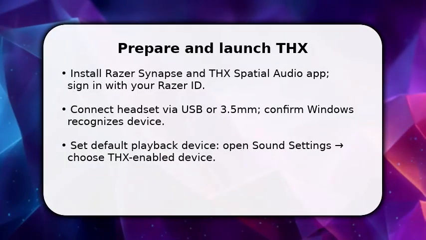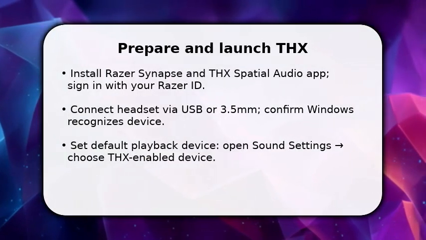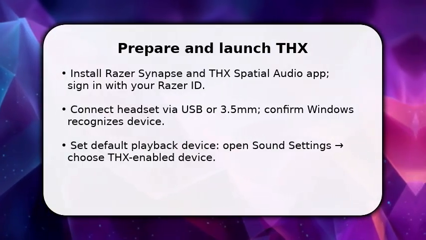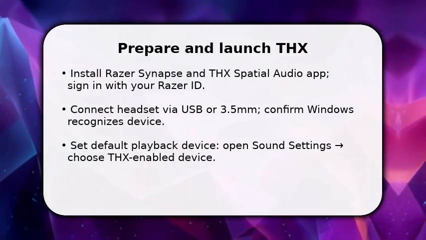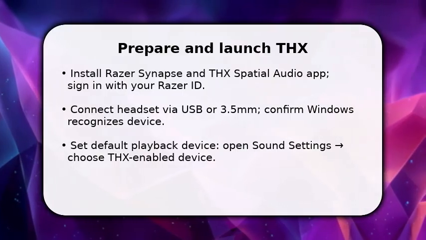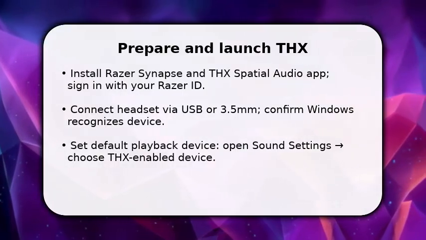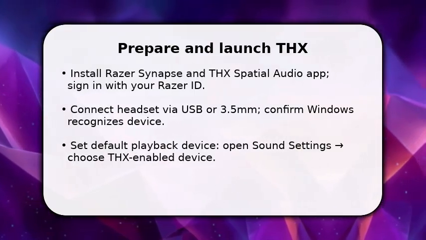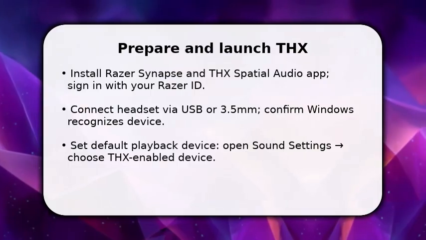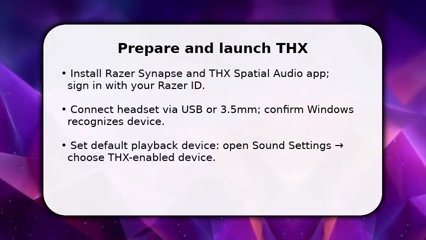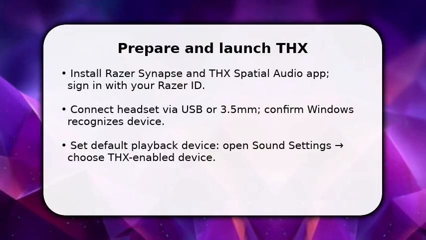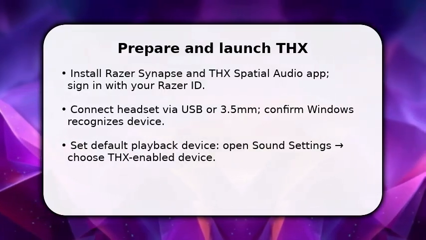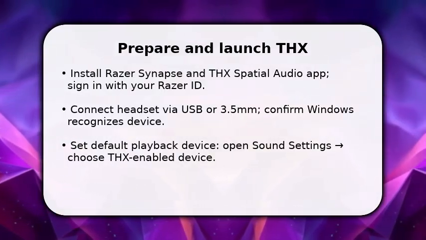You start by making sure the software and hardware communicate. Open Razer Synapse, then launch the THX Spatial Audio app. Sign in if prompted. Connect your headset via USB or the analog jack and verify Windows lists it as an audio device. Once done, set that device as the default playback output in sound settings so games and apps route audio correctly. This prevents misrouting and ensures the THX engine can process sound from the very first app you open.